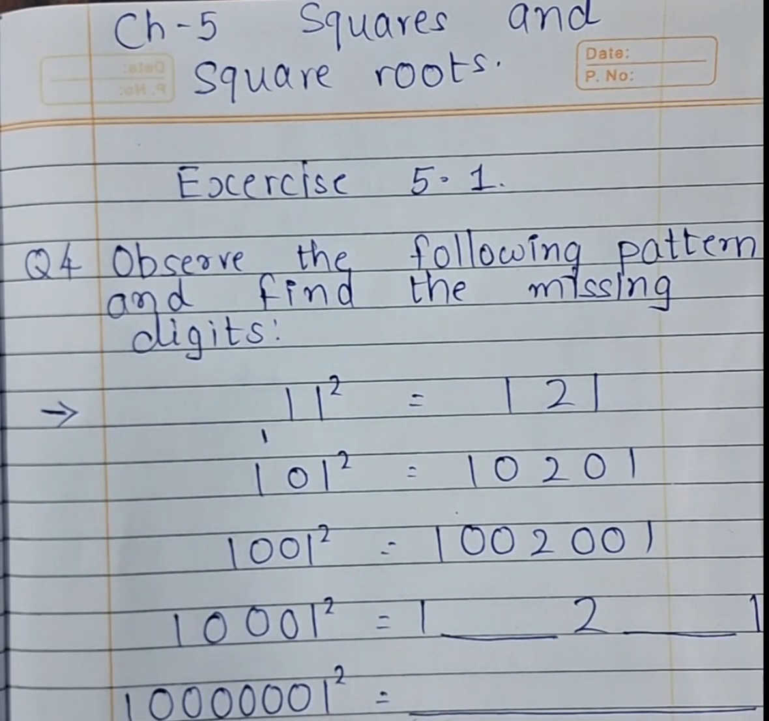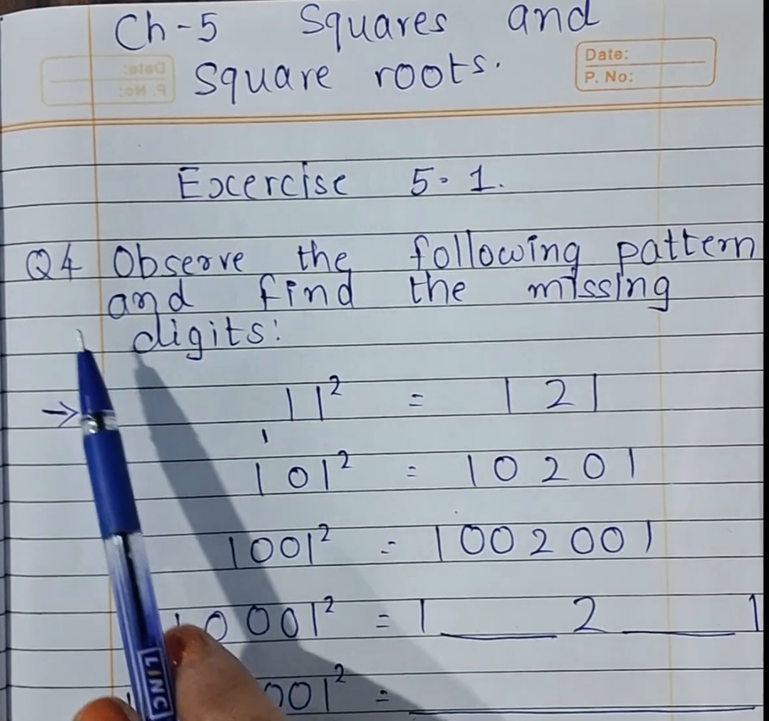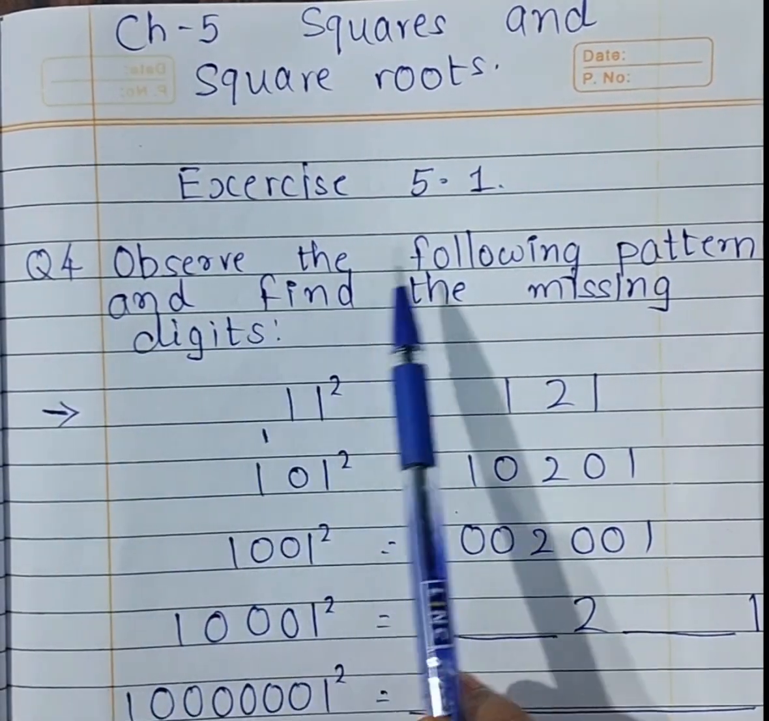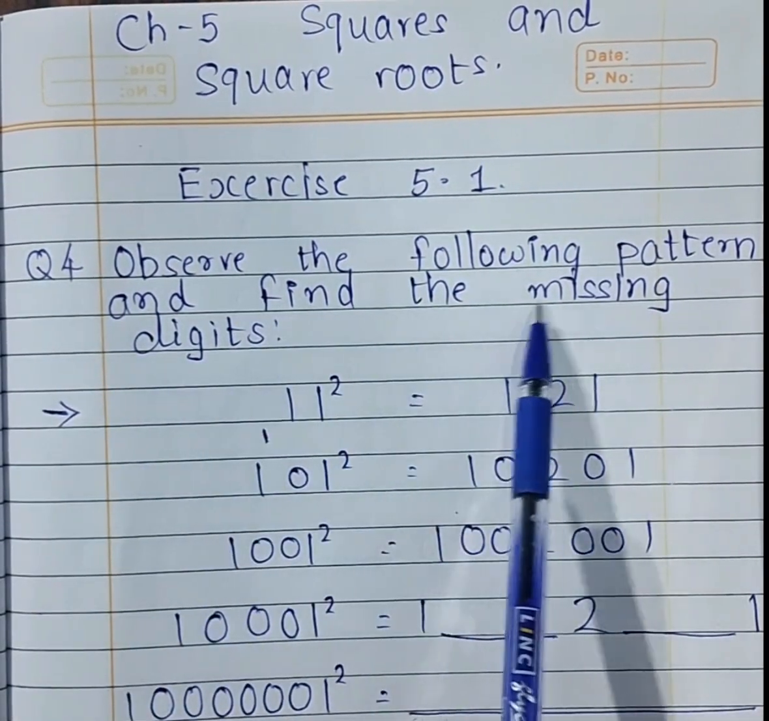In the previous video, we finished question 1, question 2, question 3 of exercise 5.1. Today we'll be starting with question number 4 of exercise 5.1, that is chapter 5, squares and square roots. Now you can see here that question number 4 says, observe the following pattern and find the missing digits.